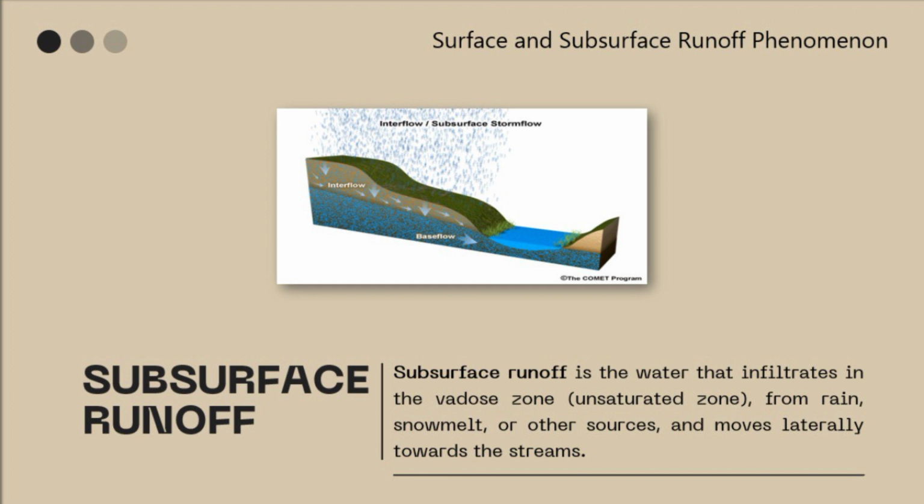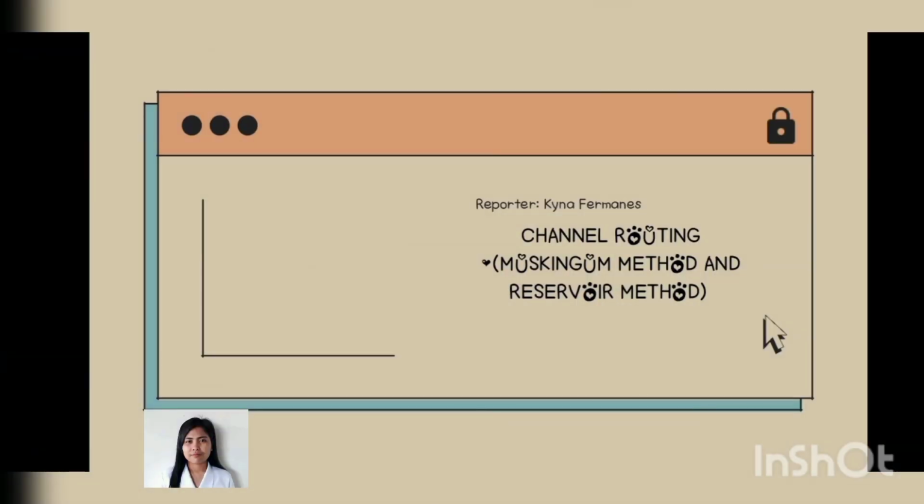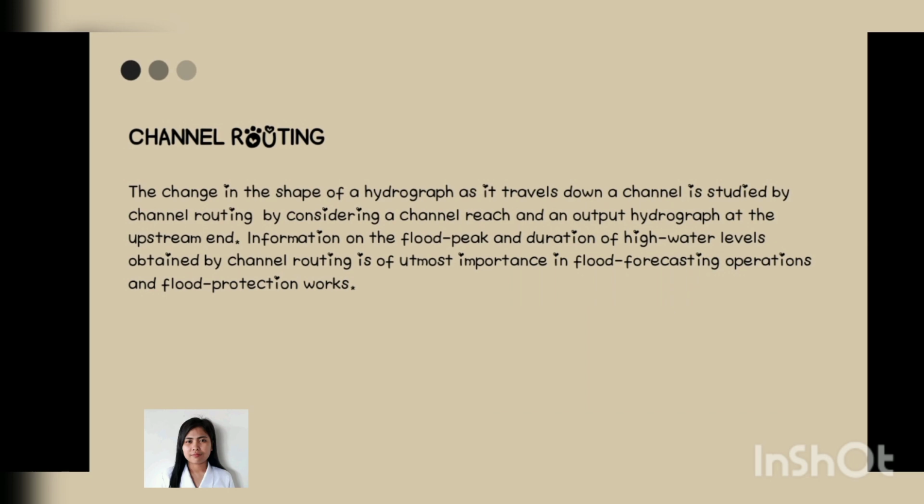So, to elaborate further, here is Kaina Fermanes to discuss channel routing. Channel routing, Muskingum method, and reservoir method. The change in the shape of a hydrograph as it travels down a channel is studied by channel routing by considering a channel reach and an input hydrograph at the upstream end.